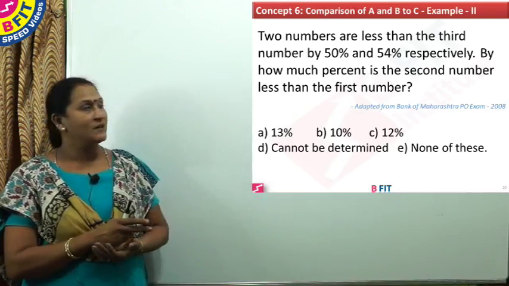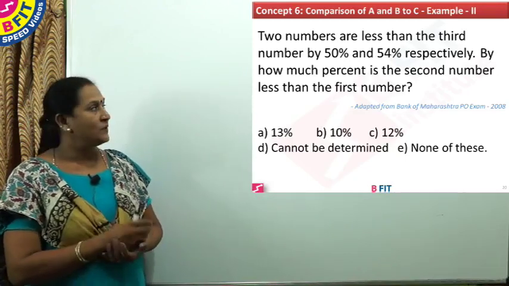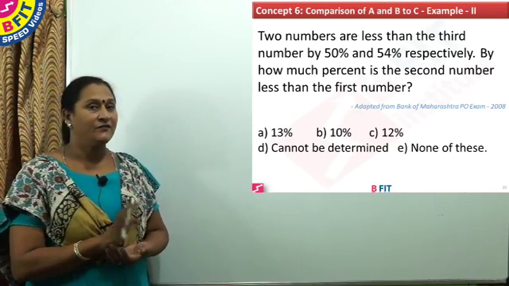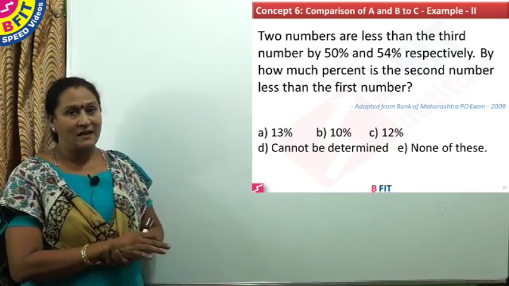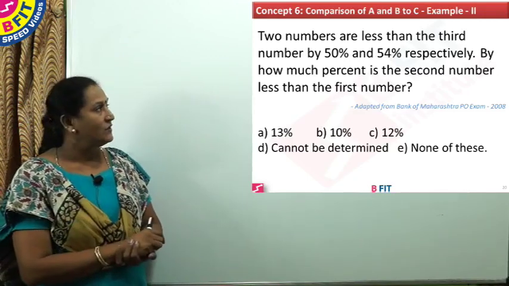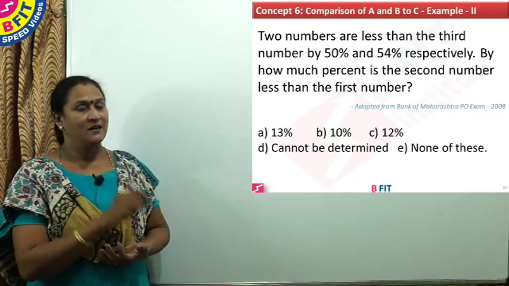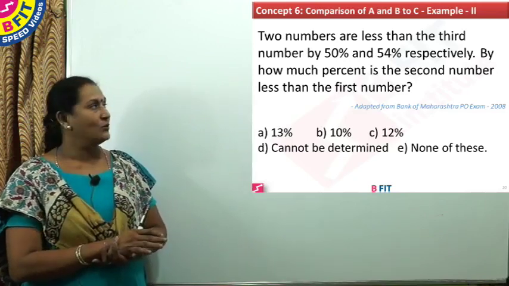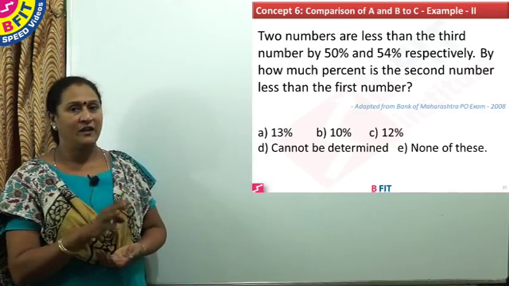Two numbers are compared to the third number. By what percent is the first number less than the third number? It is 50% less. When it is less, we take the value directly, whatever percent is given. It is given that it is 50% less, so we'll subtract 50 from 100 and take the first number value as 50. 100 minus 50 is 50.